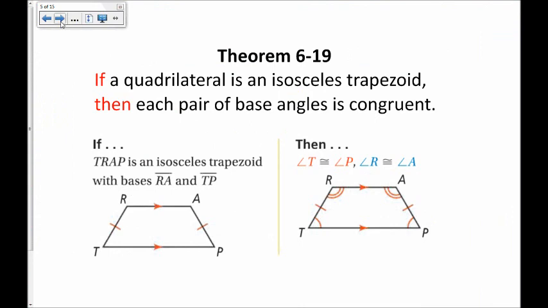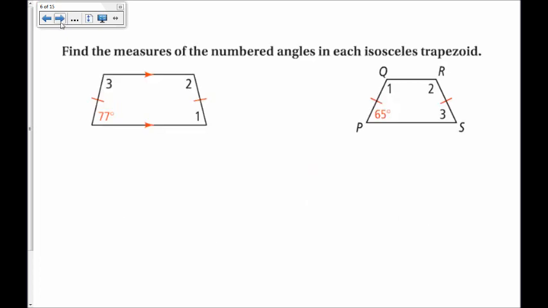If a quadrilateral is an isosceles trapezoid, then each pair of base angles is congruent. Again, it's only for isosceles trapezoids where the base angles are congruent. So let's find the measures of the numbered angles.